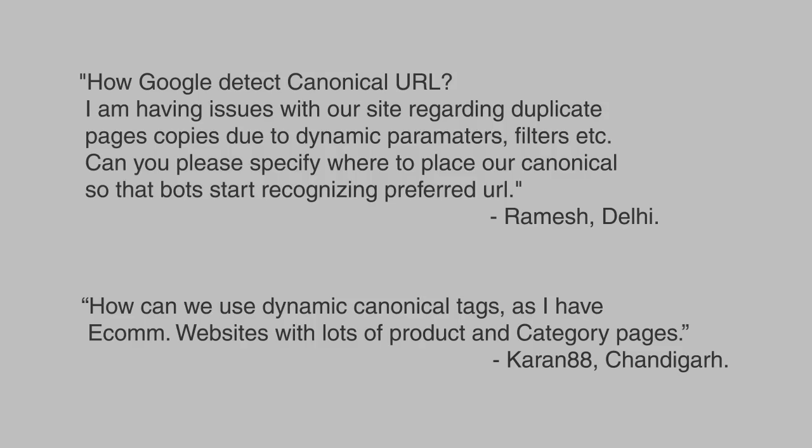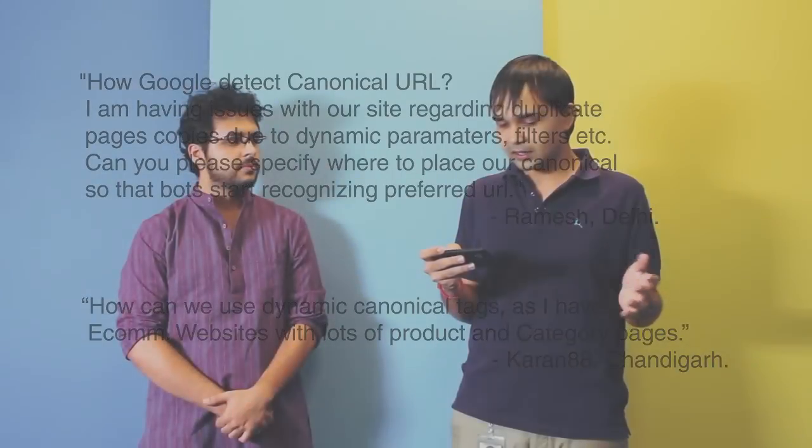The first question comes from Ramesh, who is from Delhi, and he basically wants to know how Google detects canonical URLs. He has a website where he's having some problems with dynamic parameters, filters and duplicate pages. A similar question is from Karan, who is from Chandigarh, and he has an e-commerce website and wants to know how he should handle dynamic canonical tags. So how would you answer that question?